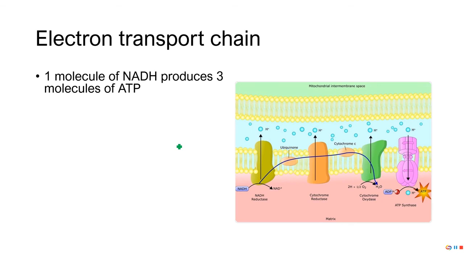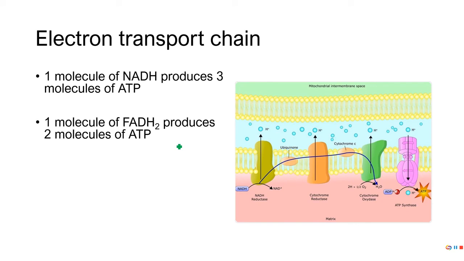Okay, so why do we care? Why is this important? Well, one molecule of NADH produces about 3 molecules of ATP. One molecule of FADH2 produces 2 molecules of ATP. Now, when you read your textbook, I believe this textbook talks about how one molecule of NADH produces 2.5 molecules of ATP, and FADH2 is 1.5 molecules.